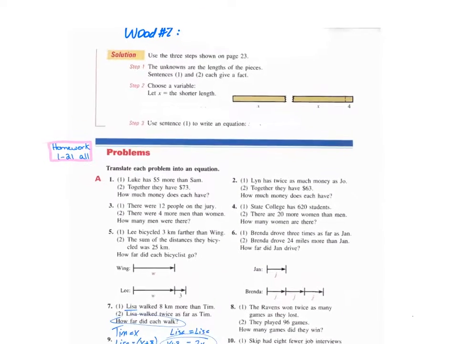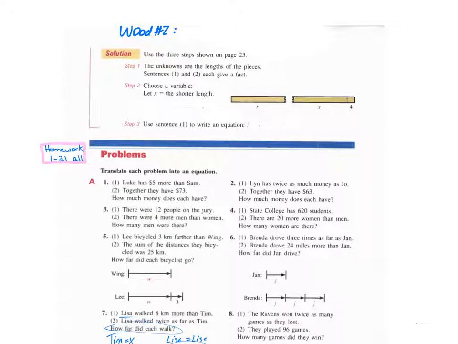So here we go. We're going to use the 3 steps. First thing we're going to do is define our variable. They've decided that they're going to use X to be the shorter length, and then the other length, the longer length, is going to be the X plus 4, because it's going to be the same size piece of wood, which is our variable, and then they're adding 4 to the longer piece. So X plus 4 is going to be our longer length. Does that make sense?